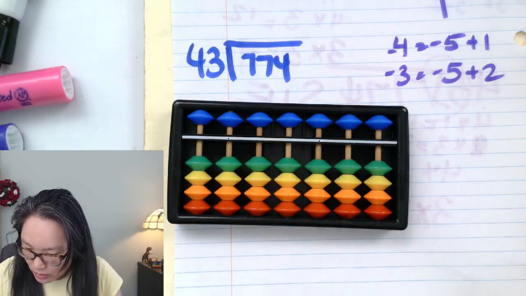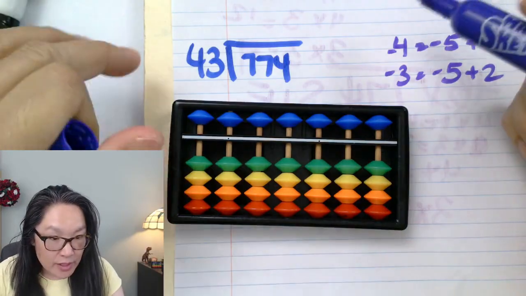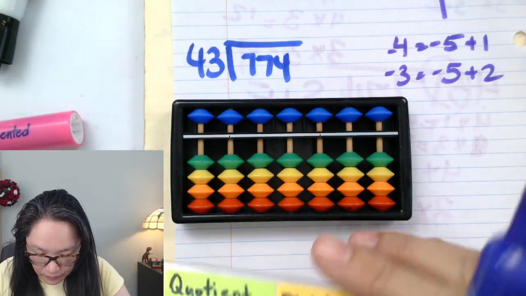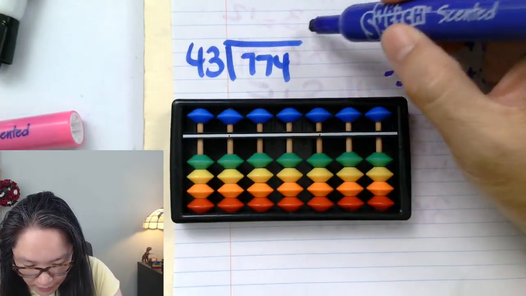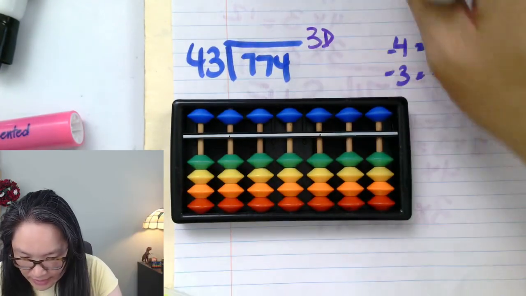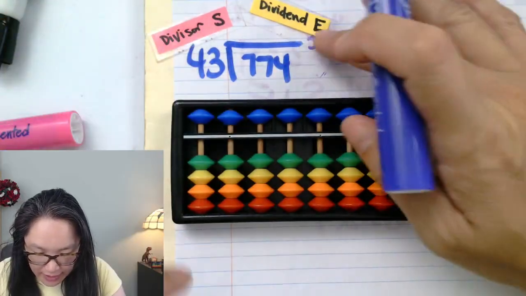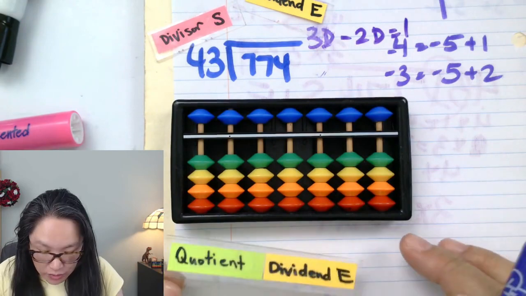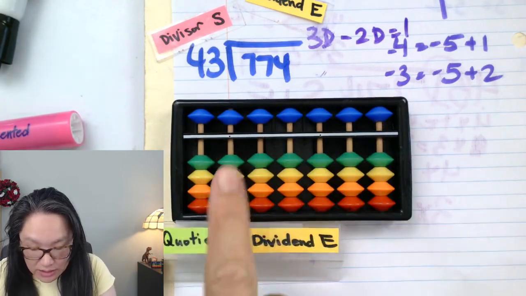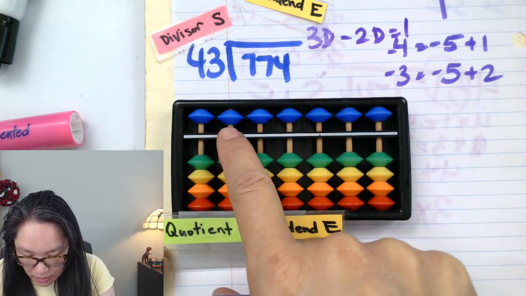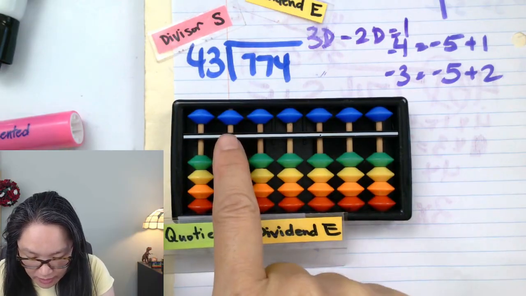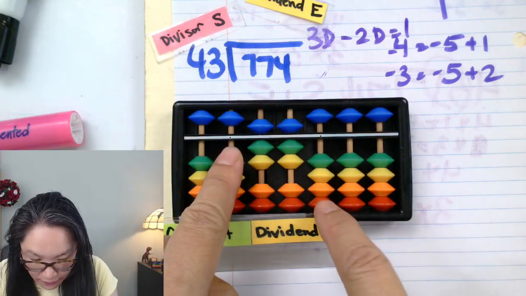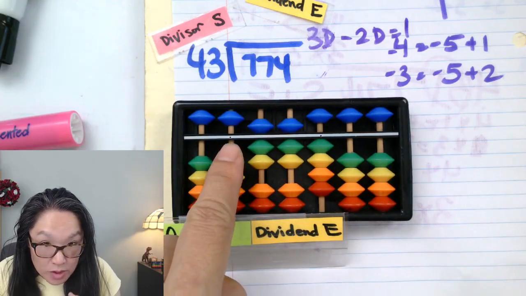So, let's do this one. Remember how we found our place value, right? We have 1, 2, 3. So 3 digits is my dividend, and my divisor is 2 digits. 3 take away 2 is equal to 1. So that means I'm going to start here. My quotient will be here somewhere. I'm going to add my dividend: 7, 7, 4. So my quotient is here.